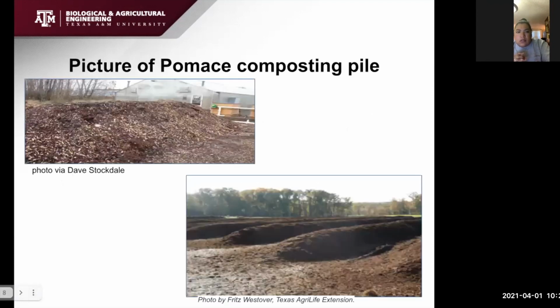So the top picture is the pile of pomace and chicken litter mix in the turning process, and the bottom picture is just a picture of the windrows of the pomace drying. And now I'm going to pass it off to Cole to talk about labor.